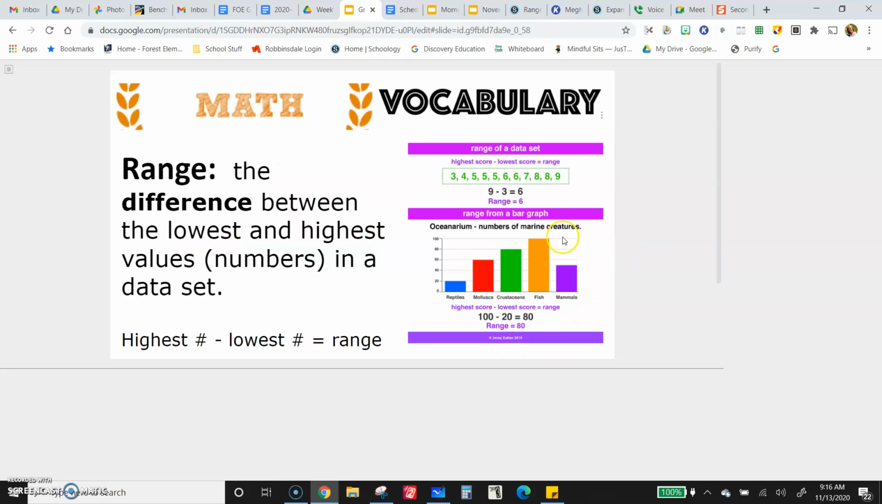There we go. All right, yes, the difference between the lowest and highest values or numbers in a data set. Here we have a data set, the range 3 to 9, so the range is 6.